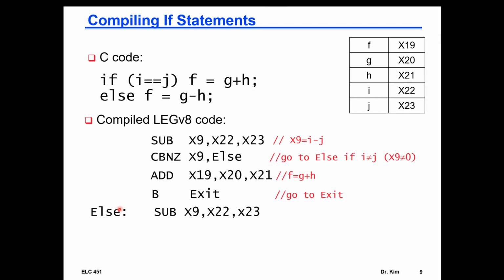This is the else part. You're going to see in assembly that the labels are placed on the far left of the instruction lines. So if x9 is not 0, then the next instruction that gets executed is this one, which is a subtraction of h from g, placing the result in register 9.